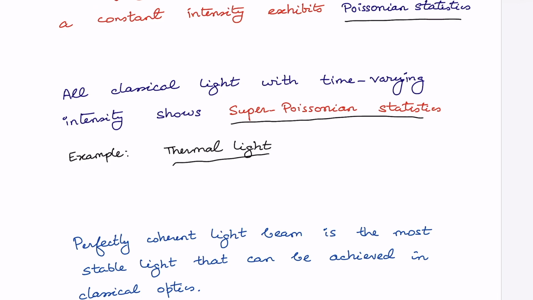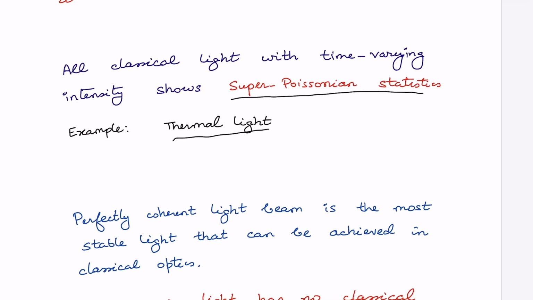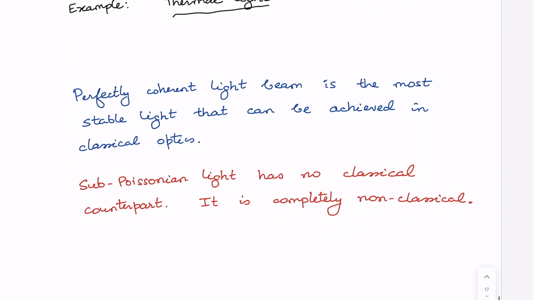Again, what about the sub-Poissonian light, when the photon number fluctuation has a narrower distribution than the Poissonian case? As you know, the perfectly coherent beam is the most stable light that can be achieved in classical optics, so it should be clear to you that sub-Poissonian light has no classical counterpart, and such light is completely non-classical. We'll come to have a discussion about non-classical light later on. For now, let me discuss the statistics of thermal light.